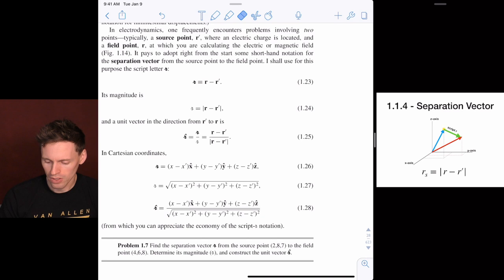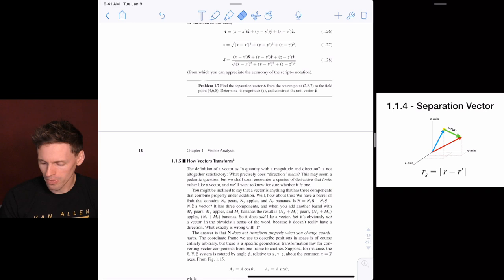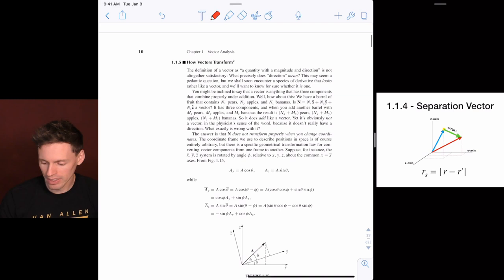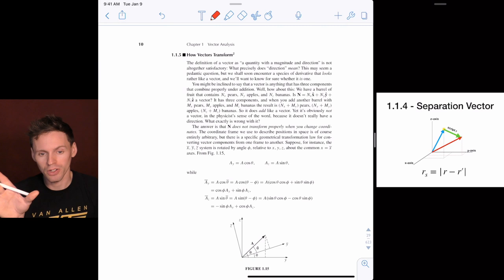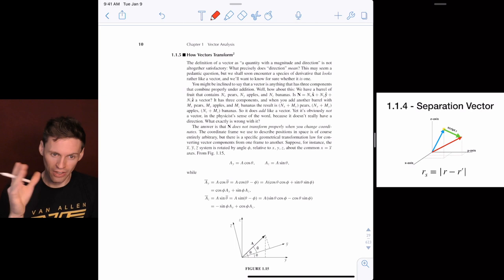So you'll want to do problem 1.7. We're going to do that together. Then section 1.1.5, I said we're just going to skip through this. It's just talking about how vectors transform. You want to go from one coordinate system to another. How do the components change as you rotate the coordinate system? There's just an algorithm for that.